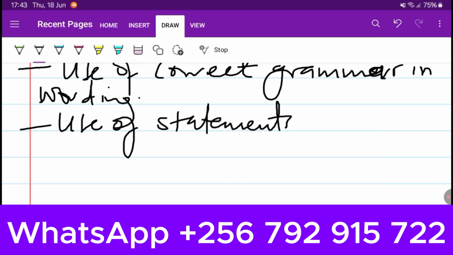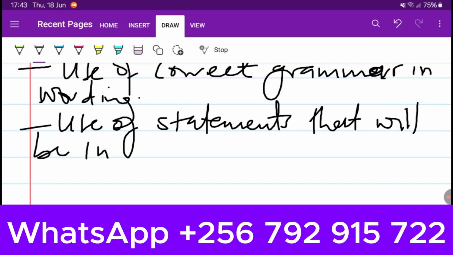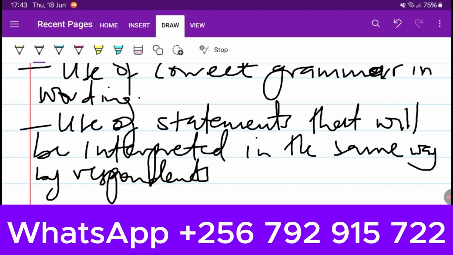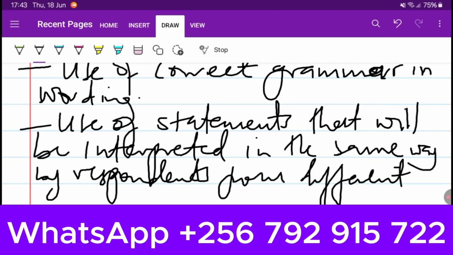Then the third one is use of statements that will be interpreted in the same way by respondents from different sample areas of the same population.